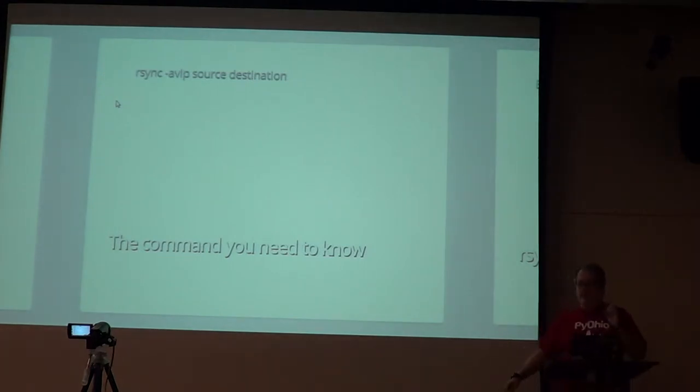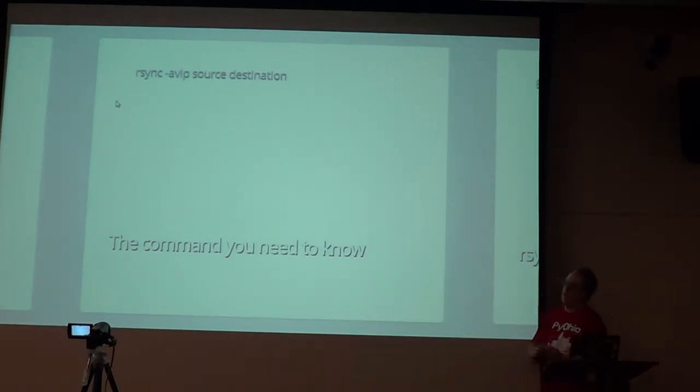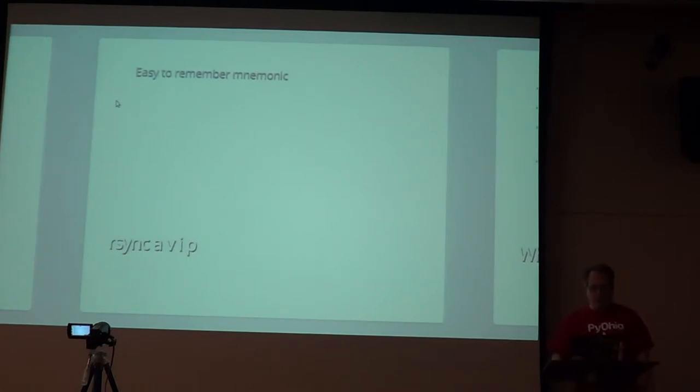So the very basic command you need to know with Rsync is rsync -avip, your source and your destination. Don't use the IP. How do you? Well, you don't necessarily need to use the IP, but I'll show you why. I use Z instead. I'll show you why. It's an easy mnemonic to remember. When you use Rsync, you are AVIP.